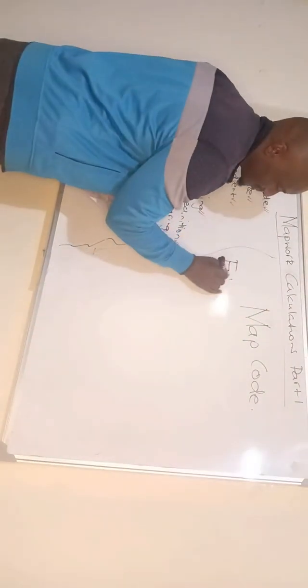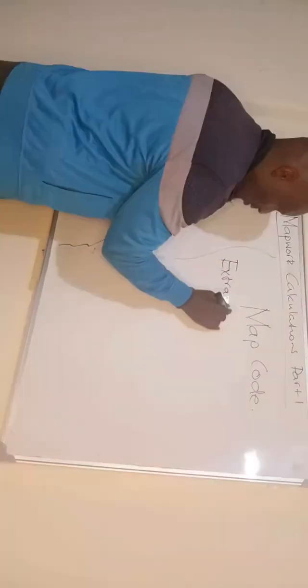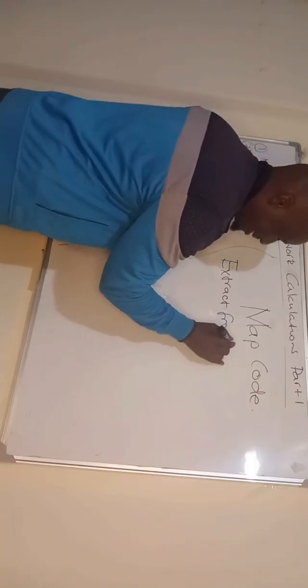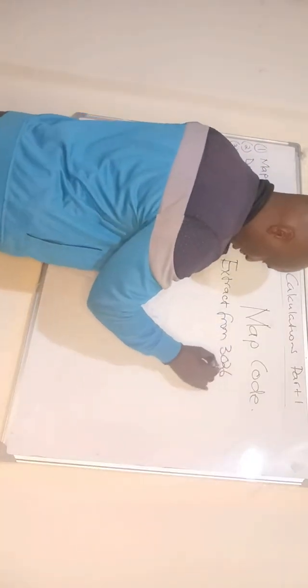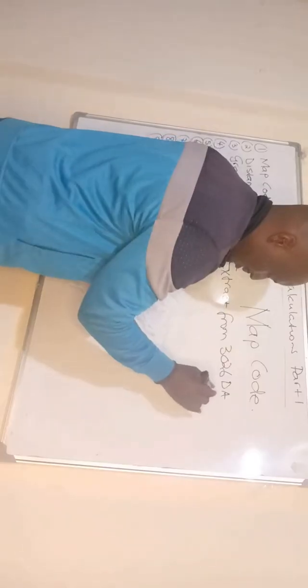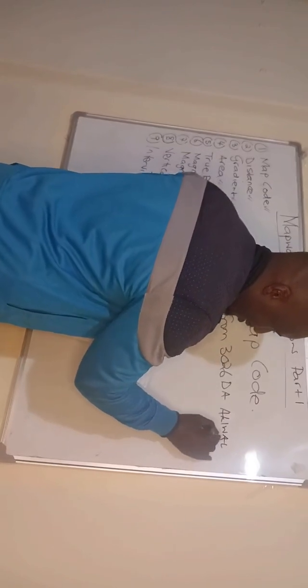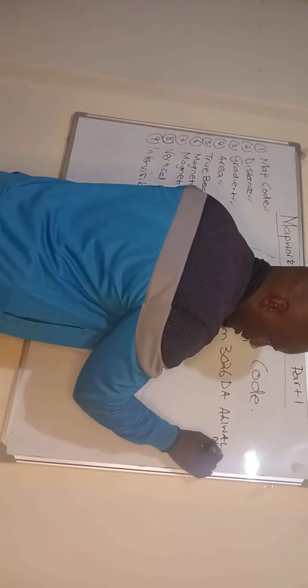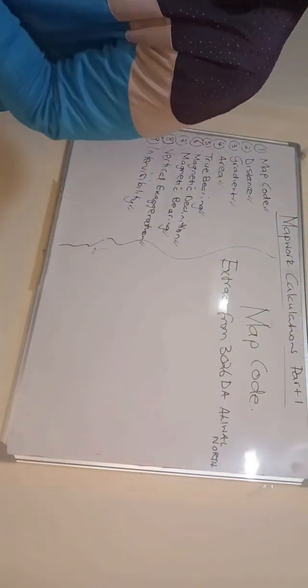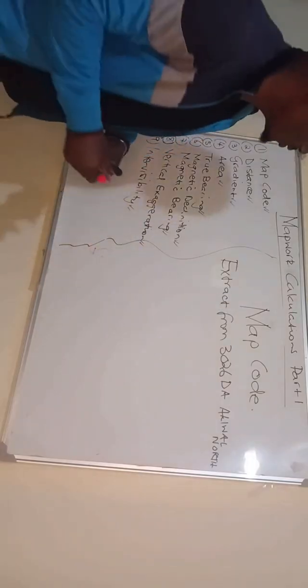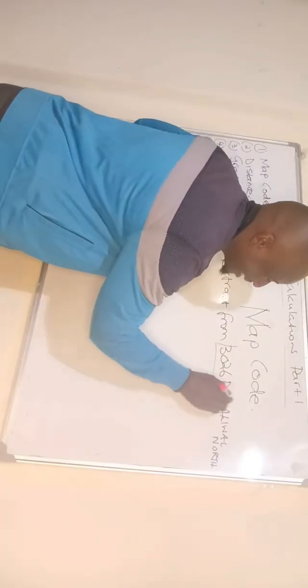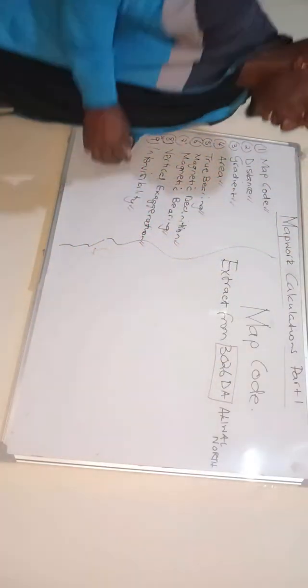So, extract from 3026 DA Al-Wal North. I am only concerned with this. This is what I'm more concerned with. That is the map code. That is 3026DA.